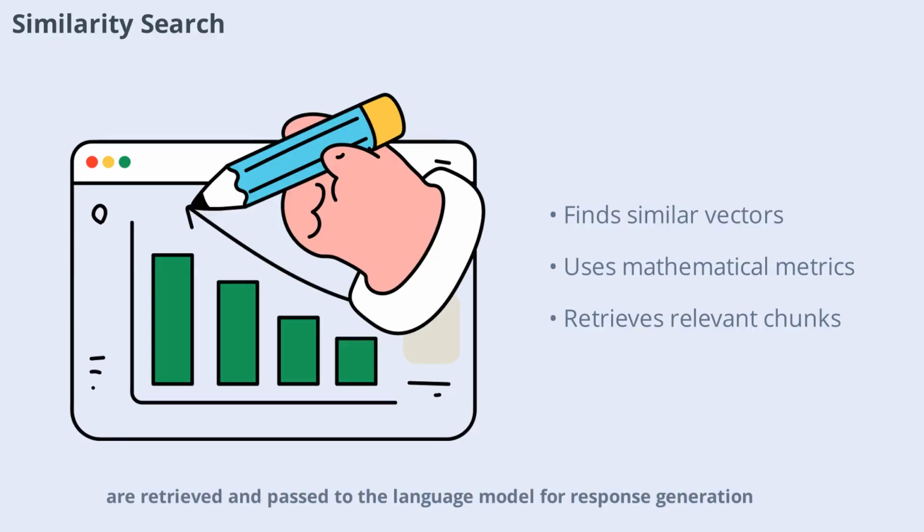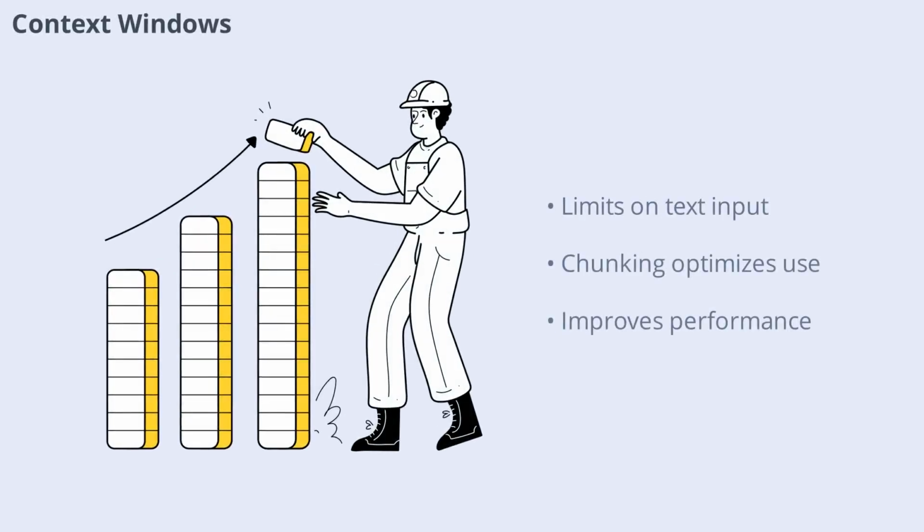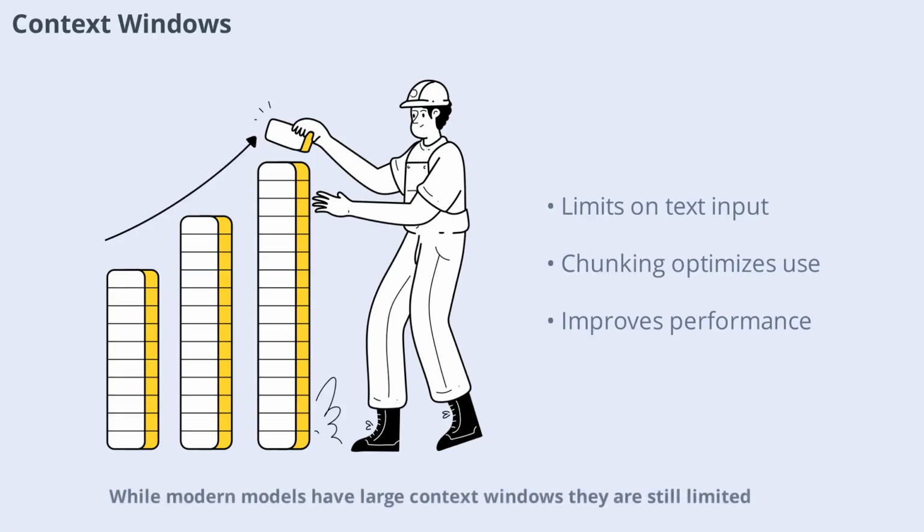Context window refers to the amount of text a language model can process at once. While modern models have large context windows, they are still limited.